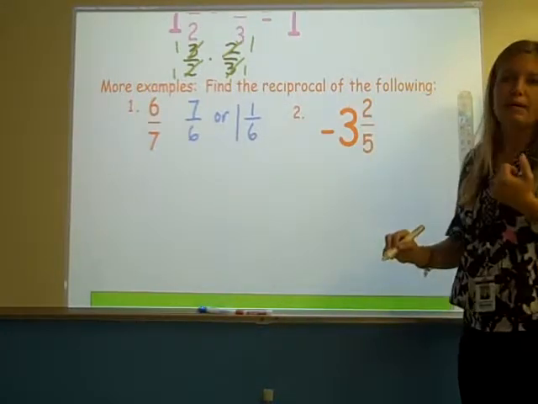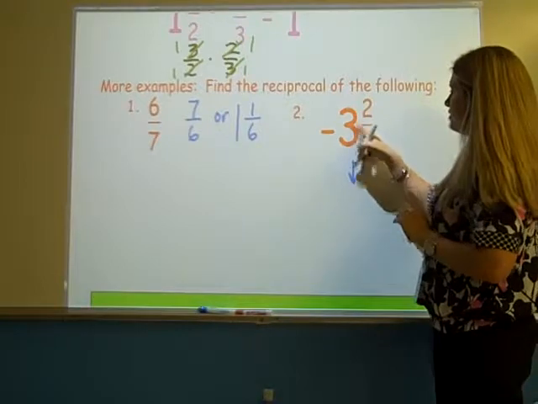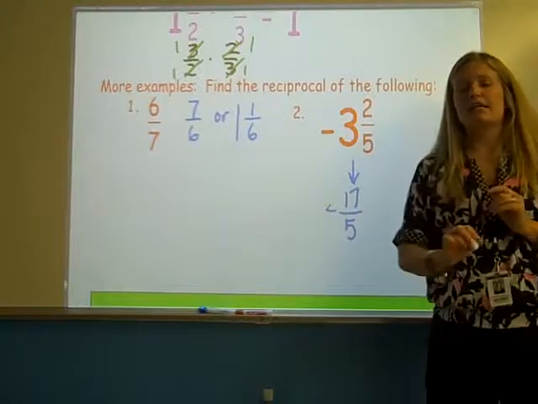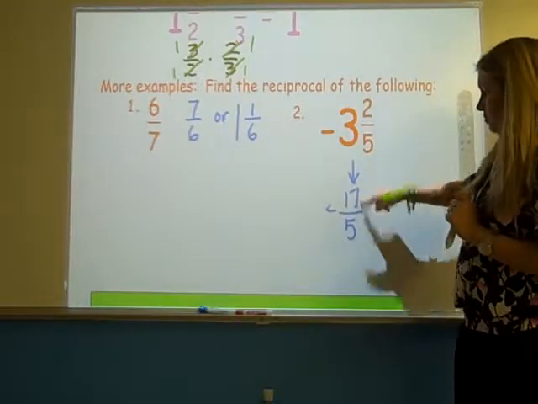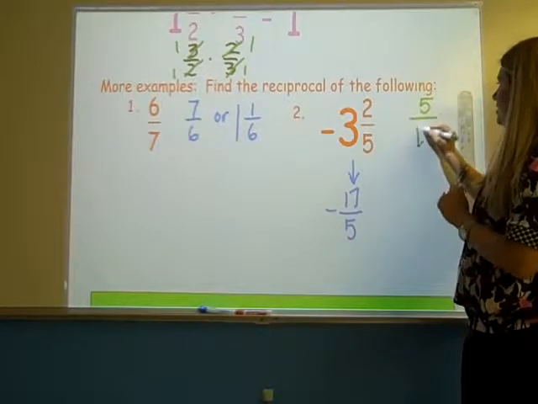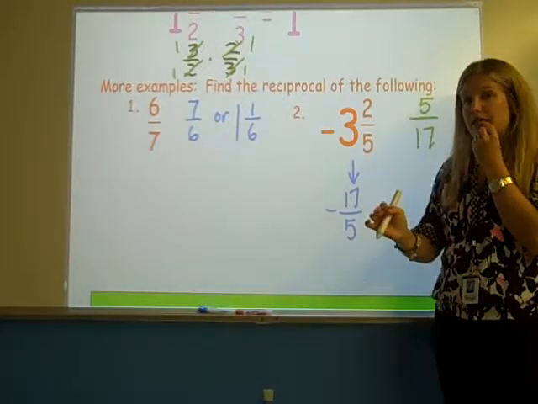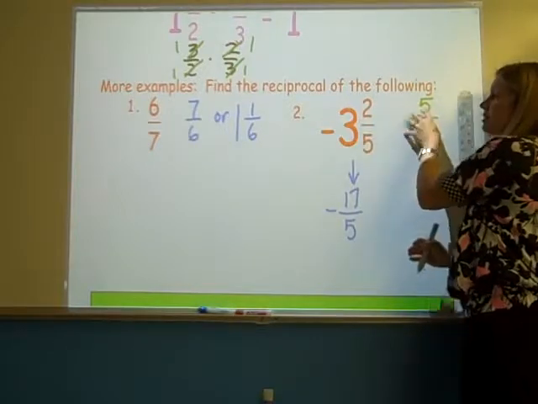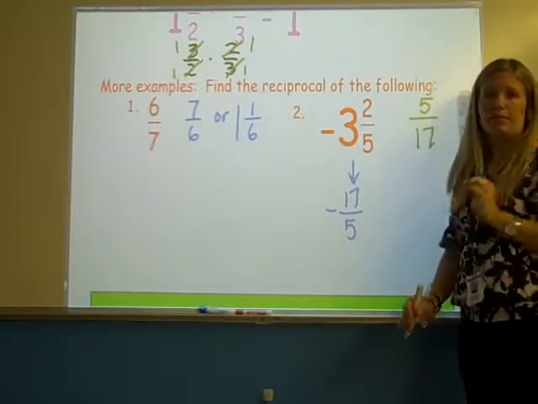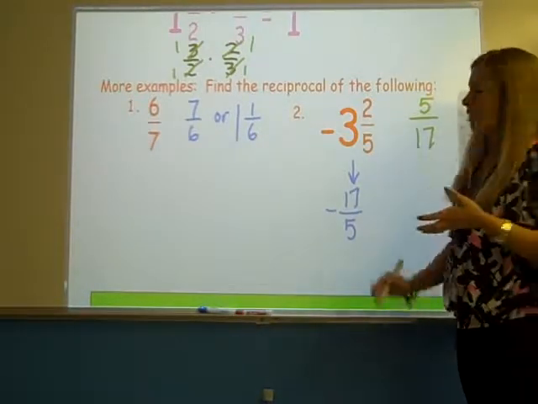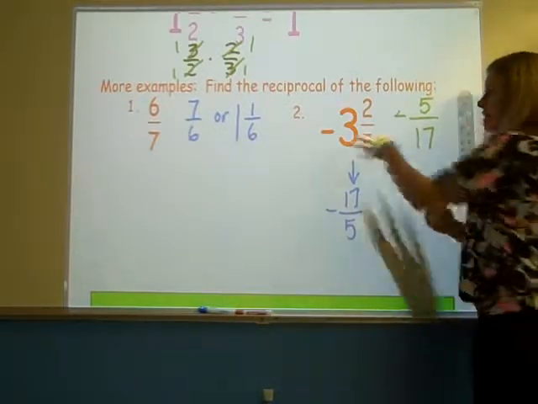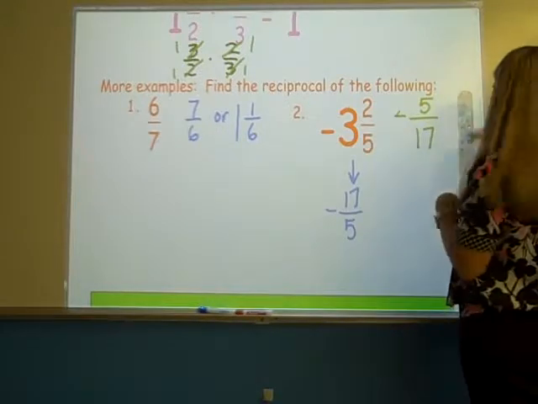This, first you need to make it improper. 17/5, and that's negative. To take its reciprocal, I'm going to flip this over. So the reciprocal is going to be 5/17. Now I want you to think about that for a second. I'm supposed to multiply these two numbers and it's supposed to give me 1. If I do a negative number times a positive number, that's going to give me -1. So you actually have to keep the negative sign when you're doing the reciprocal. Okay, because a negative times a negative will give you +1.